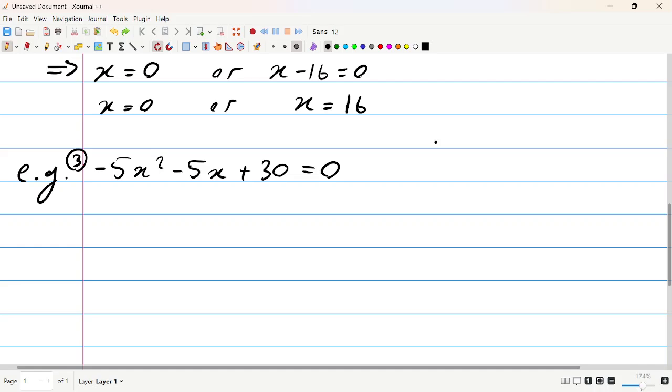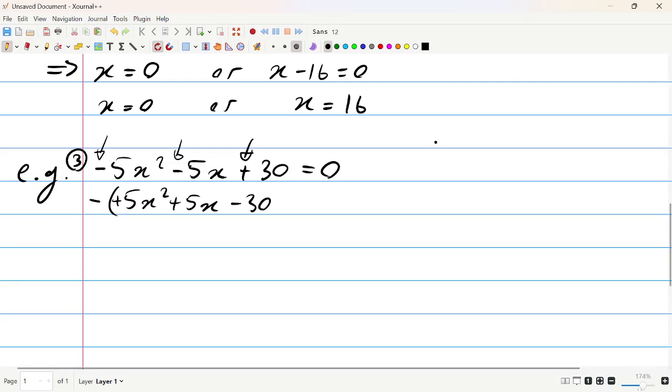So first things first, we have a negative in front of the x squared. Do we like negatives? No, we don't. So let's just try and get rid of that. Let's take out negative as a common factor. If we take out negative as a common factor, we're just left with positive 5x squared. All we do is just flip the signs for every single term. So now it's going to be positive 5x, but this positive 30 is going to become negative 30, and that's equal to 0. And then from here, we can divide both sides.